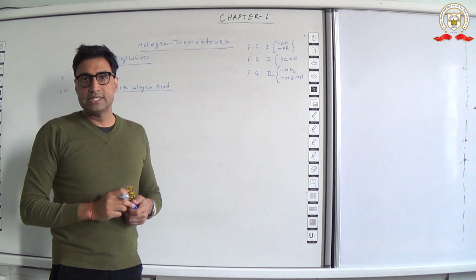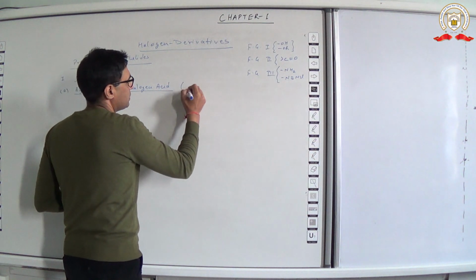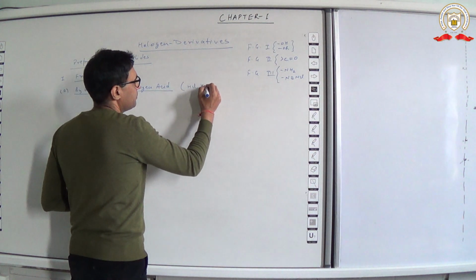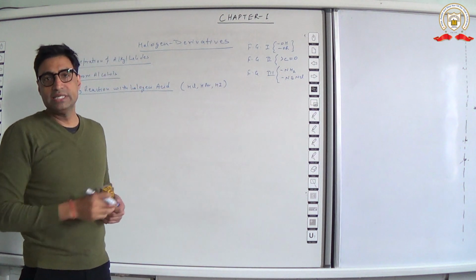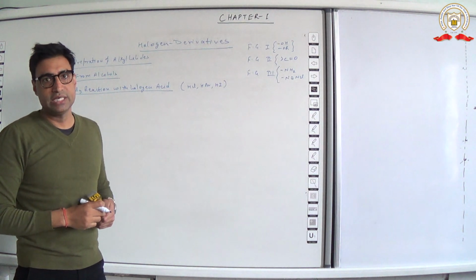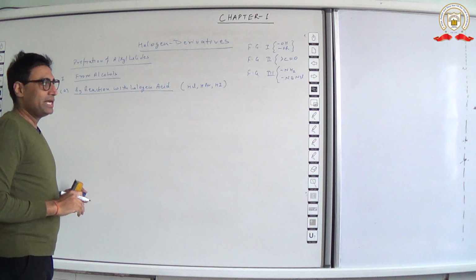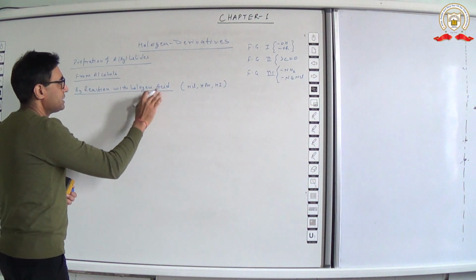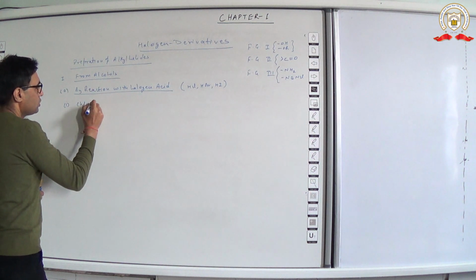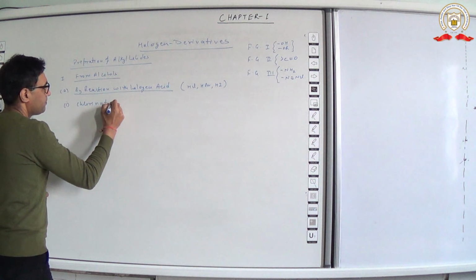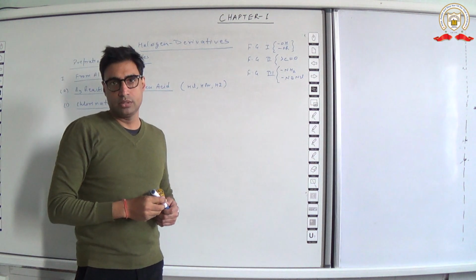If I talk about halogen acid, what are these halogen acids? You know very well, we have some common halogen acids like HCl, HBr, HI. So I am talking about these acids, HCl, HBr and HI. So from alcohol we are going to prepare an alkyl halide by reaction with halogen acid. In that, first is chlorination. I will replace the OH group with chlorine.